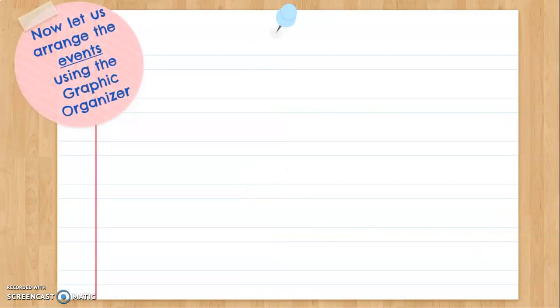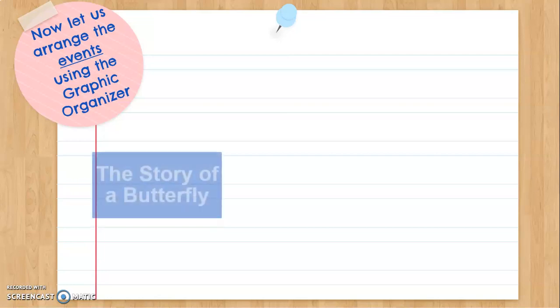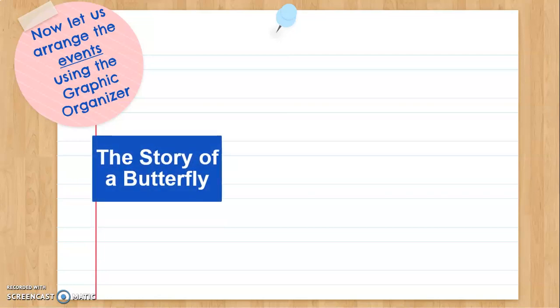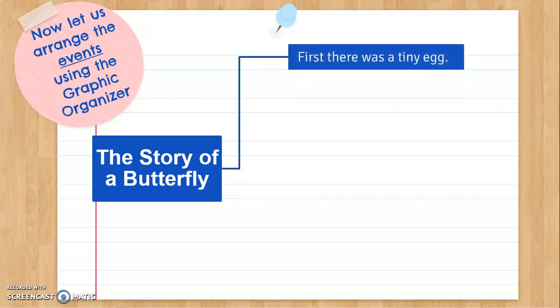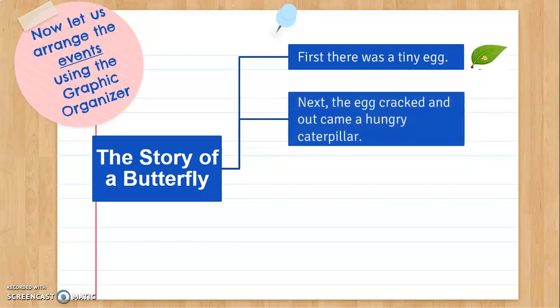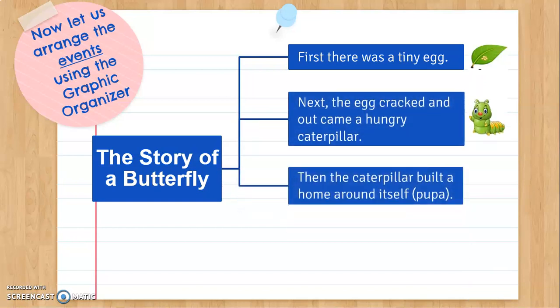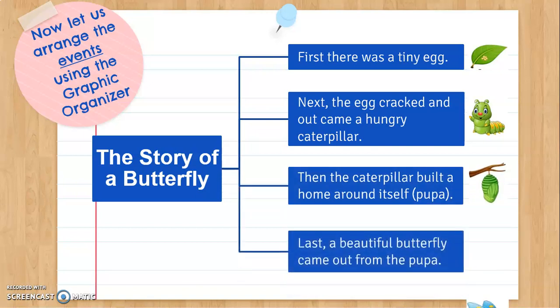Now, let's arrange the events using the graphic organizer. The title. First, there was a tiny egg. Very good. Next, the caterpillar. Yes. And then the pupa. And lastly, the butterfly. Very good, children.